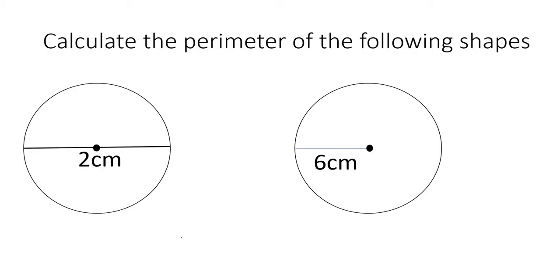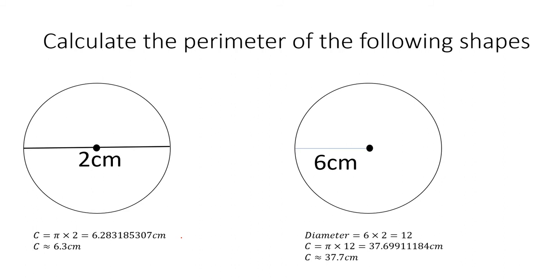Okay, now you pause this video and have a look at these 2. And try and find the answer. So the answer for the first one, you're given the diameter, so you're going to do pi times 2, which gives you that answer in your calculator, rounded to 1 decimal place is 6.3. And the second one, you're given a radius, so you have to multiply it by 2 first, and then multiply it by pi, giving you an answer rounded to 1 decimal place of 37.7 centimeters.